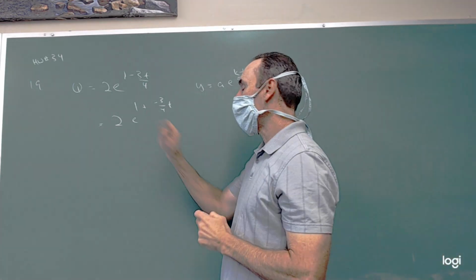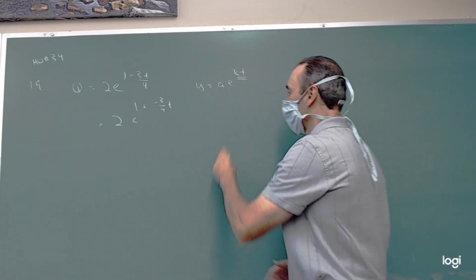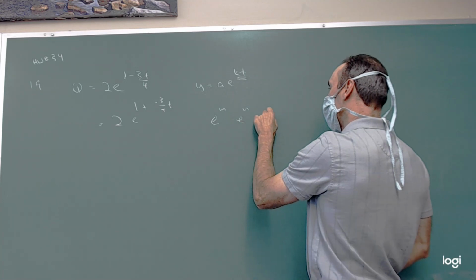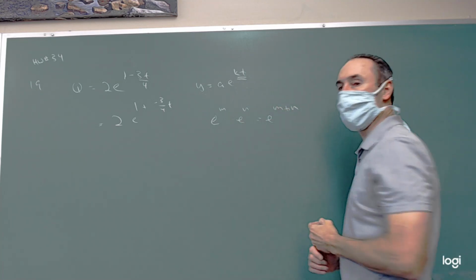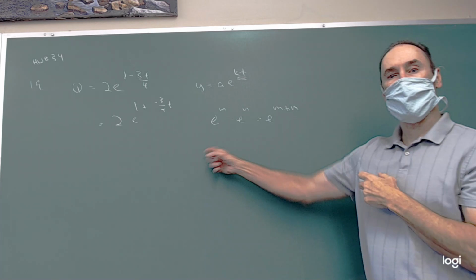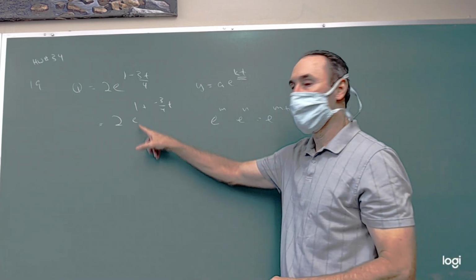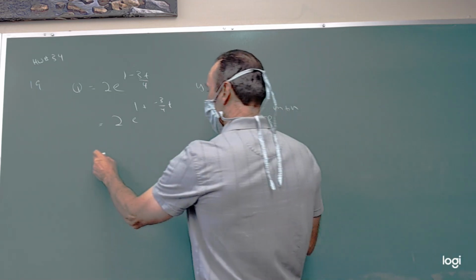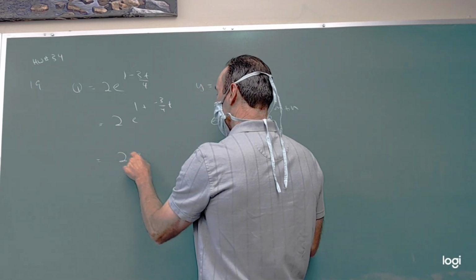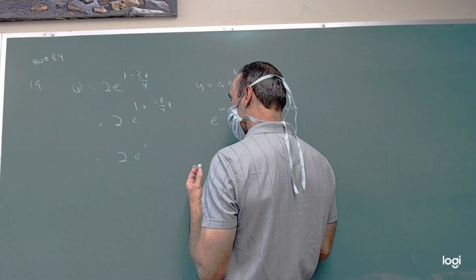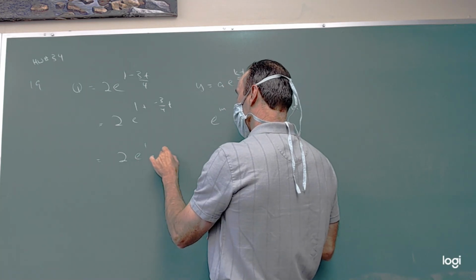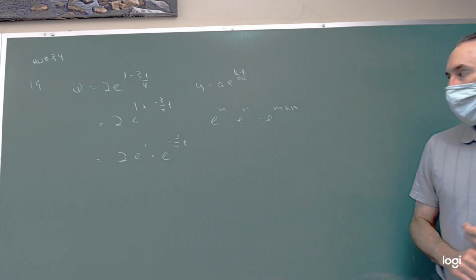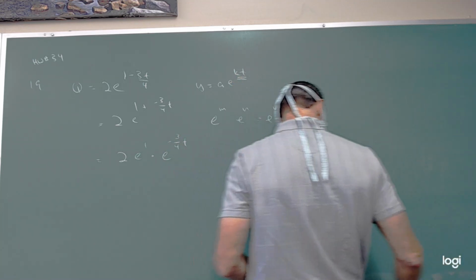Using our property of exponents, we know that if we had e to the m times e to the n, that's e to the m plus n. So I'm going to go right to left here. I'm going to separate out the e to the first from the e to the negative 3/4 t. So this is now going to be 2e to the first times e to the negative 3/4 t. See how I've done that?